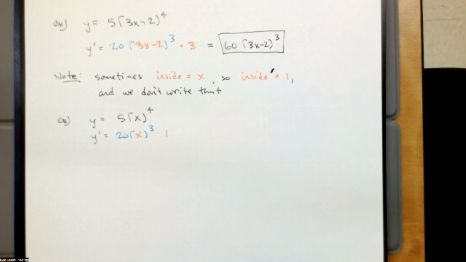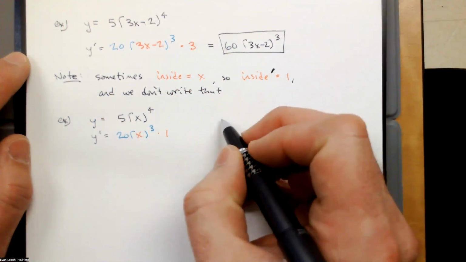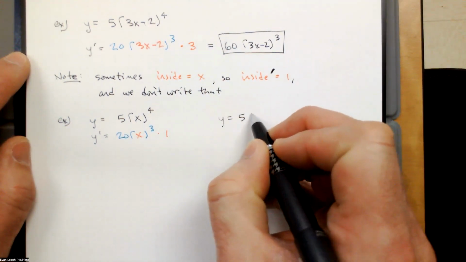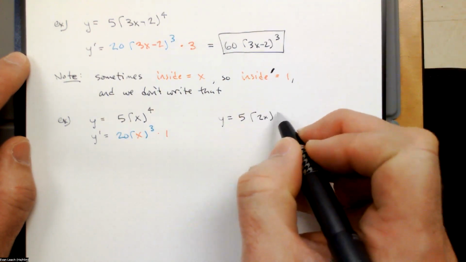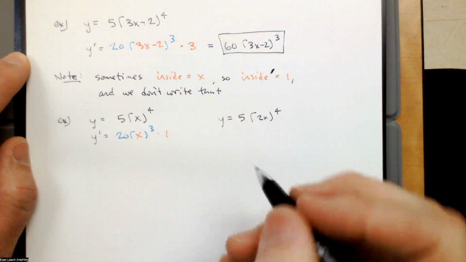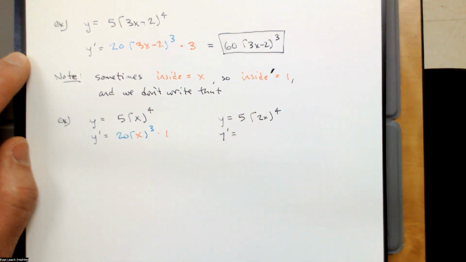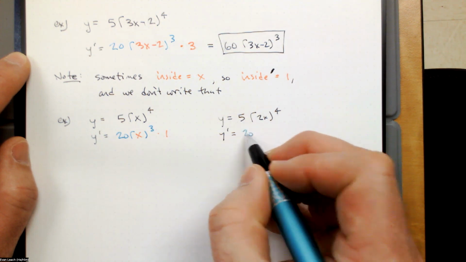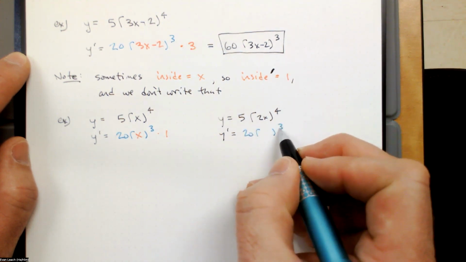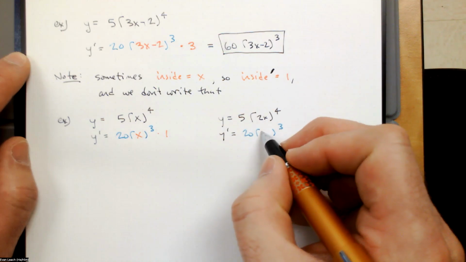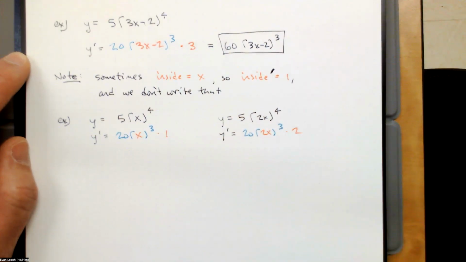So I guess I should put in an end loop. Stop when you get to a constant, because otherwise. This 5 times stuff to the 4th power, saying we're multiplying by 1, this is not far off of, let's say, 5 times 2x to the 4th power. In this case, y prime, derivative of the outside is 20 stuff to the 3rd, leaving the inside alone, times the derivative of the inside, which is 2.